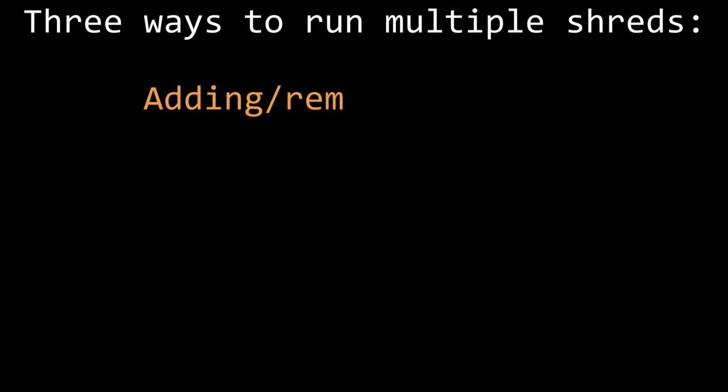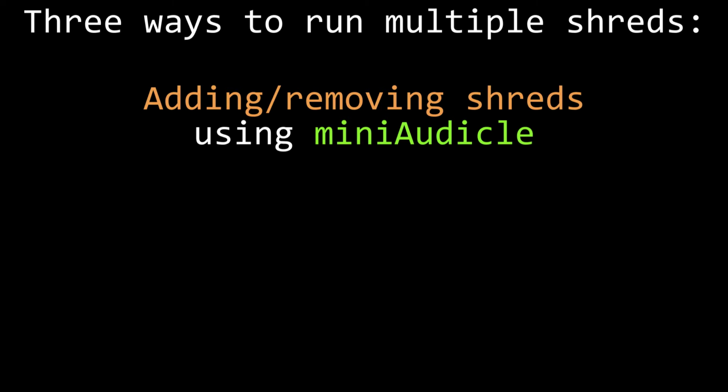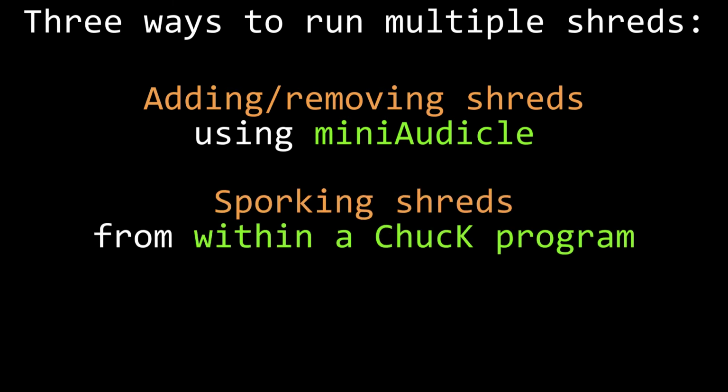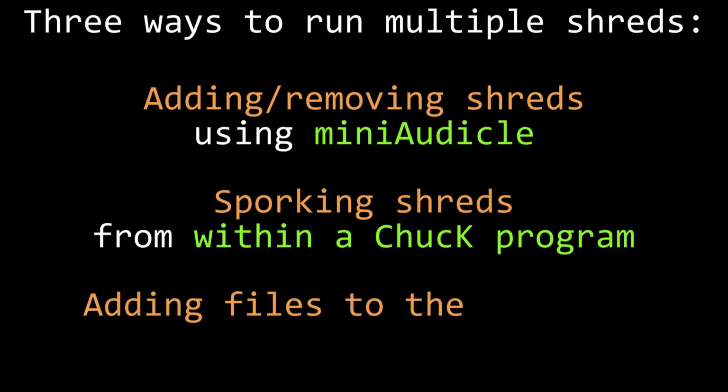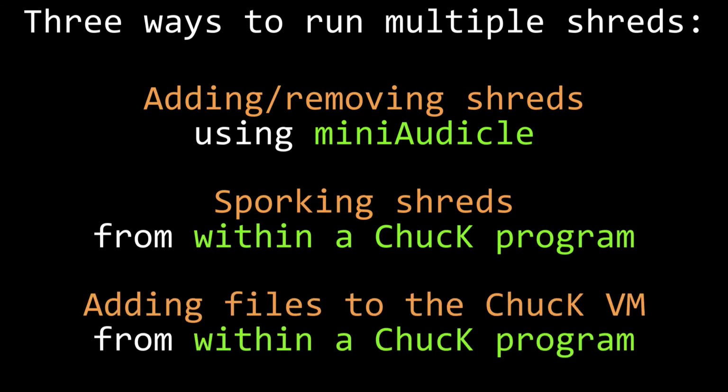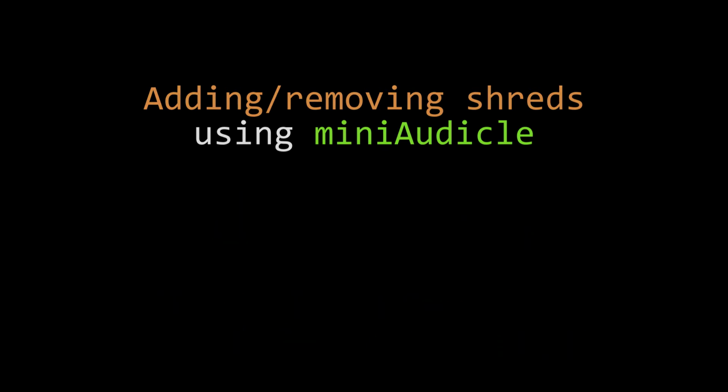They are adding shreds to and removing shreds from the virtual machine using the MiniAudicle, sporking shreds from within a ChucK program, and adding files to the virtual machine from within a ChucK program. Let's talk about these options in order of complexity, starting with the simplest one. Let's bring up the MiniAudicle.